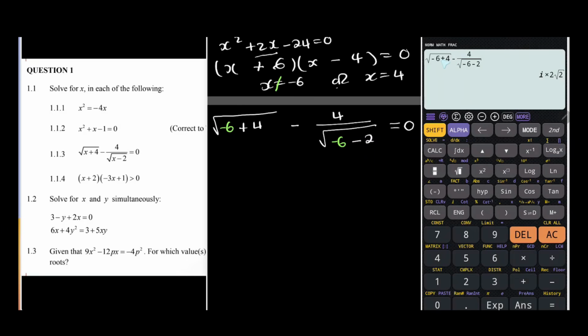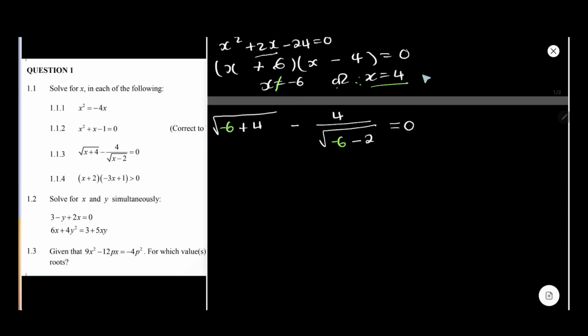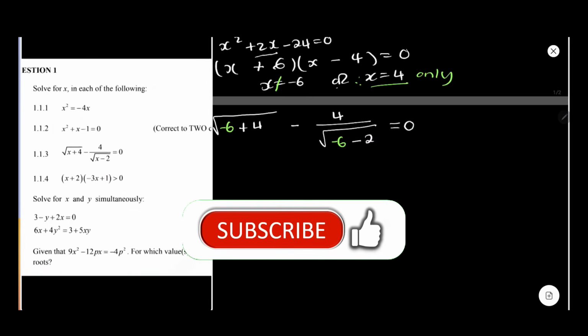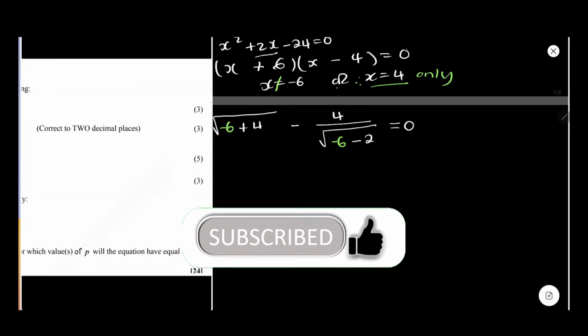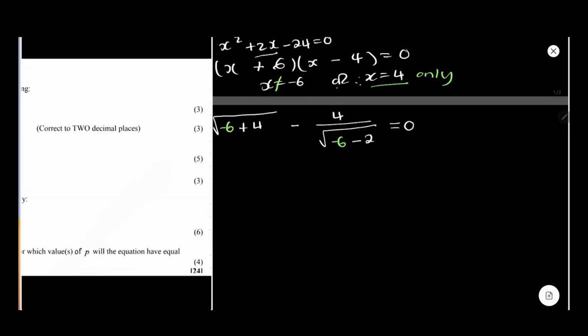So if you try 4, so if we tried 4 and put a 4 here and a 4 here, this is what we would get. We'd get 0. And so we can see that, okay, this one is really equal to 0. And so you can say, therefore, x is equal to 4 only. Okay, so that is 1.1.3. Usually they expect you to do this. You will see it in the marking allocations when it's like 5 marks. Usually that's what they want you to do at the end.